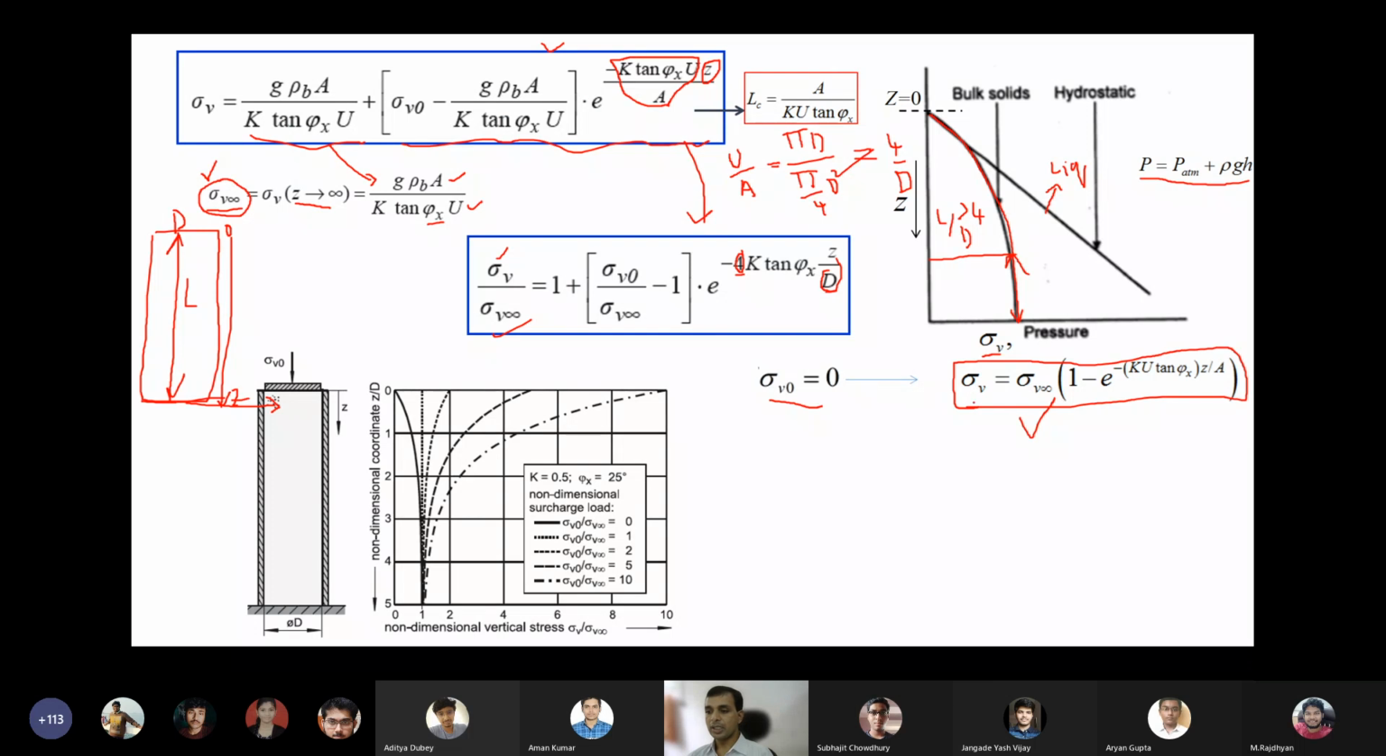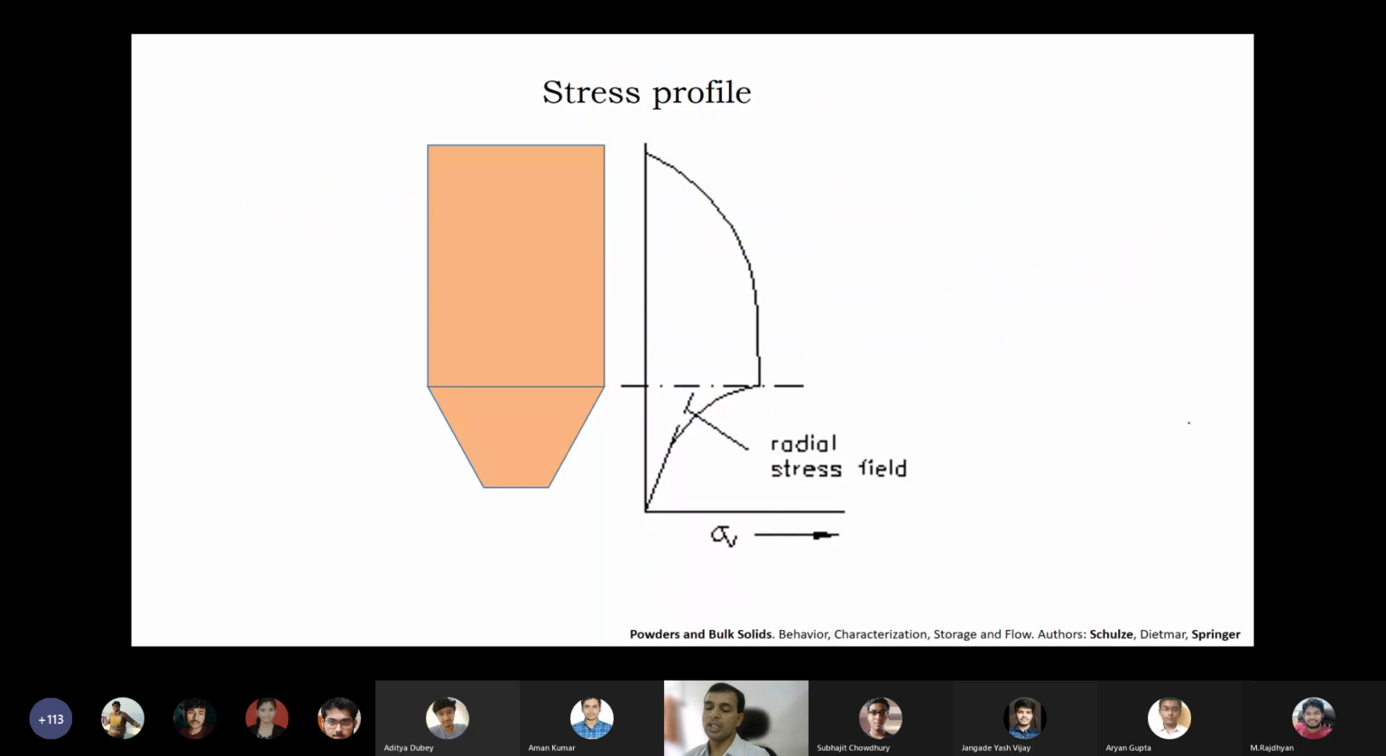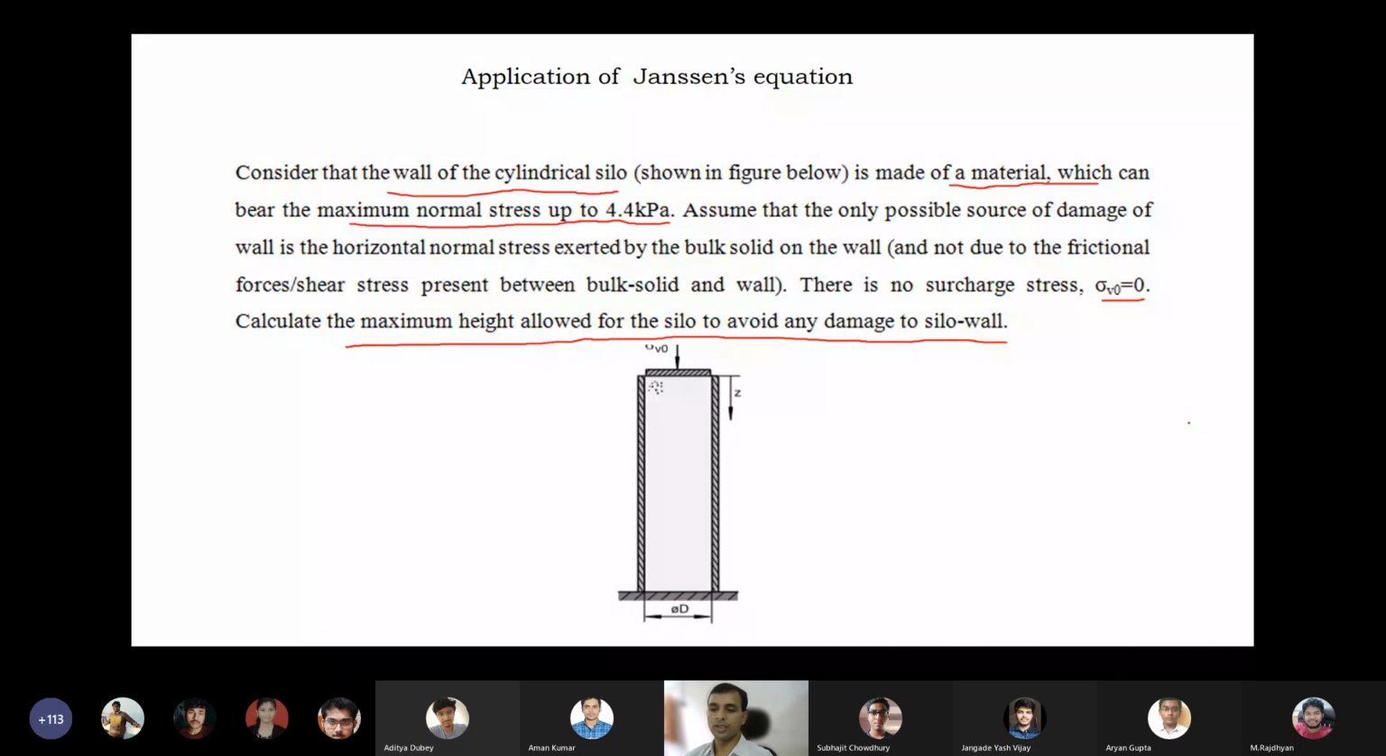So basically, we have to take this as 4.4, and you need to calculate the Z value. I'm sure all of you will calculate, and probably I'll upload the solution. You all can try and upload your solution by tomorrow. You all can cross check.